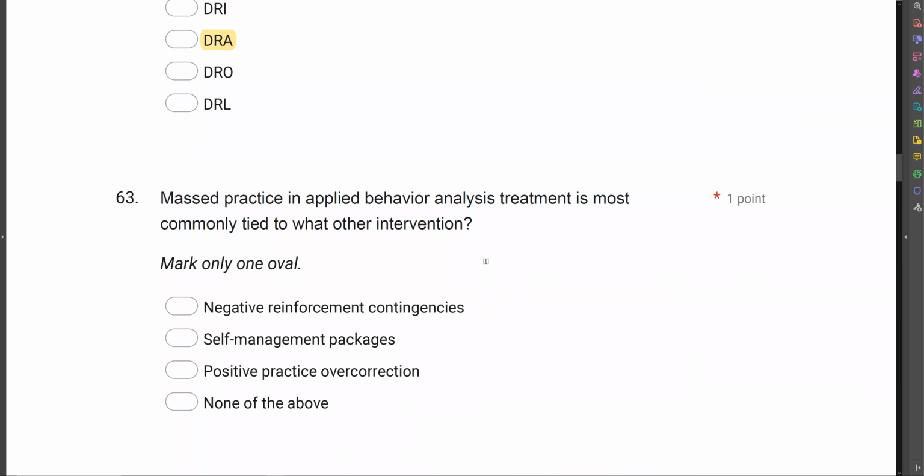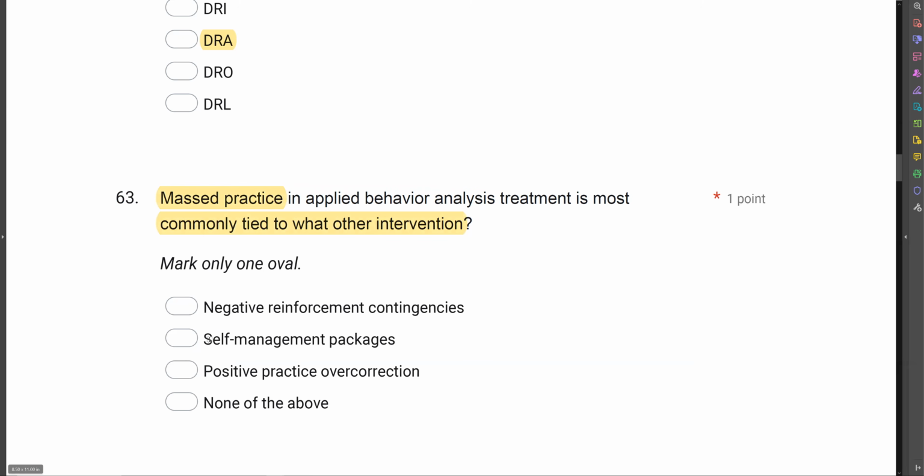And then 63, mass practice in applied behavior analysis treatment is most commonly tied to what other intervention? So I've used this question before, but I think it's a good refresher, okay? Remember, repetition and fluency is a good thing, right? And so mass practice is commonly tied to what other intervention? A, negative reinforcement contingencies. Well, no, mass practice is when we engage in the wrong response over and over again. It's essentially a type of self-punishment.